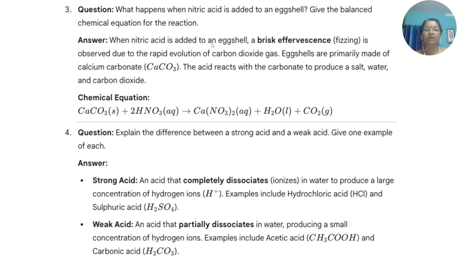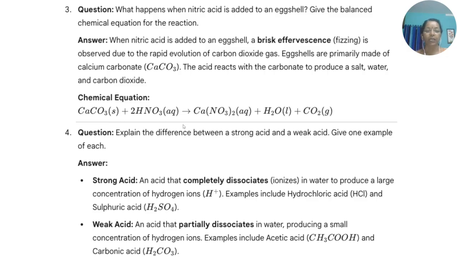Next is what happens when nitric acid is added to an eggshell. Eggshell we know it is calcium carbonate, so it produces brisk effervescence, means bubbling. Lots of bubbles will be coming out of the solution, which is due to the production of carbon dioxide gas. Okay, the equation is given here.